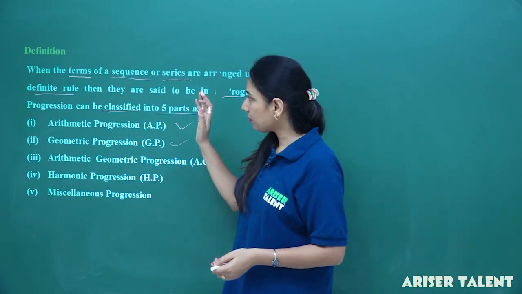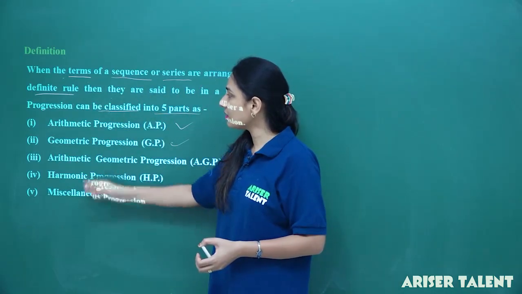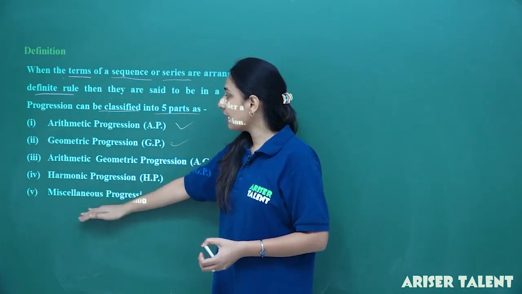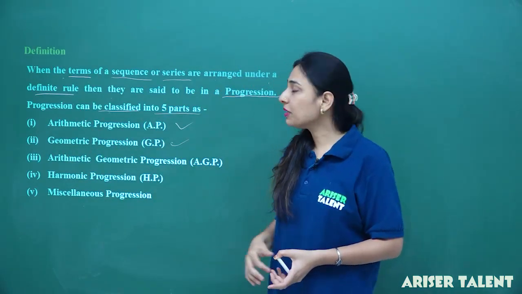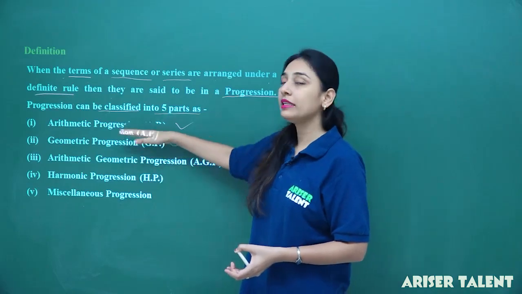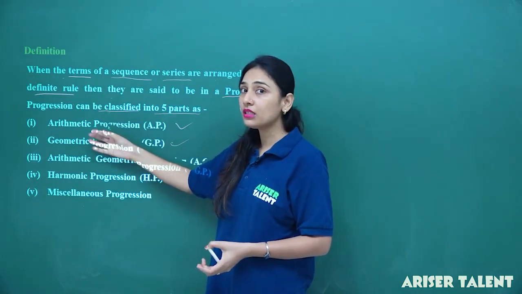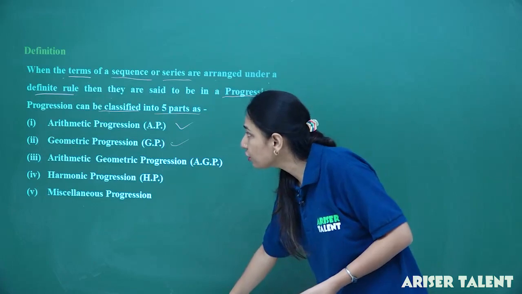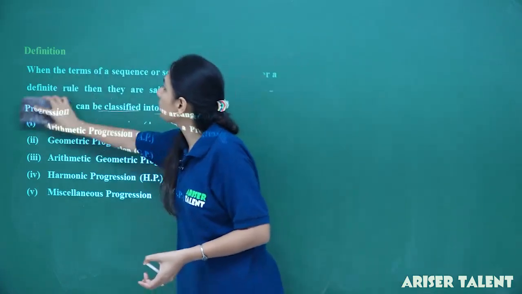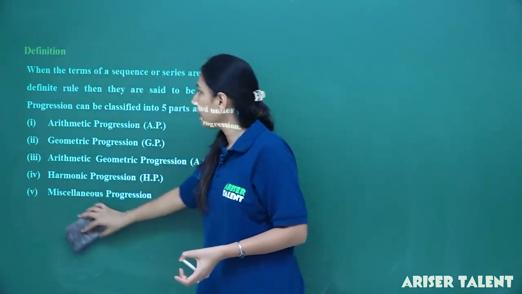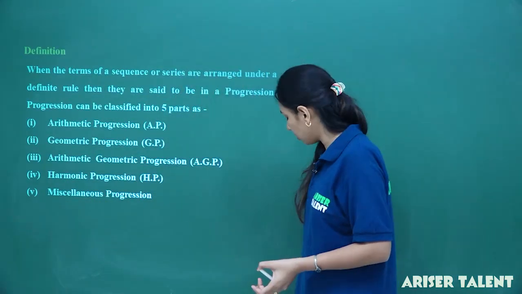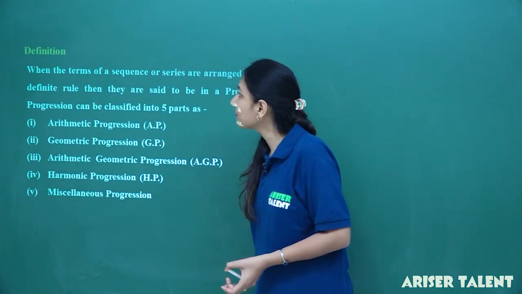Actually the main thing is residing in all the terminologies of the progression, but we will not talk about these. We will only talk about arithmetic progression, right? So this is clear for you. You can write the definition part here, and you can also write the 5 parts. Okay, note it down students.